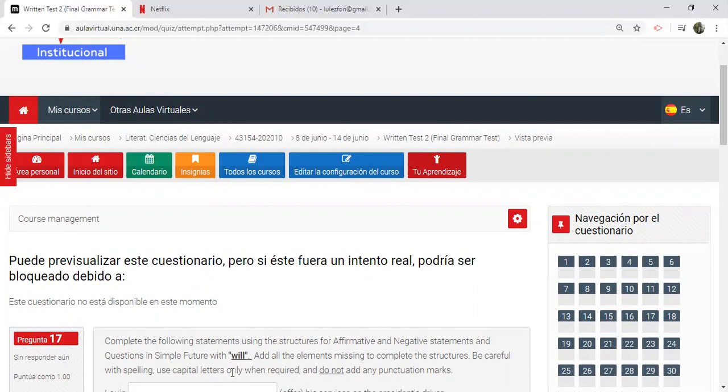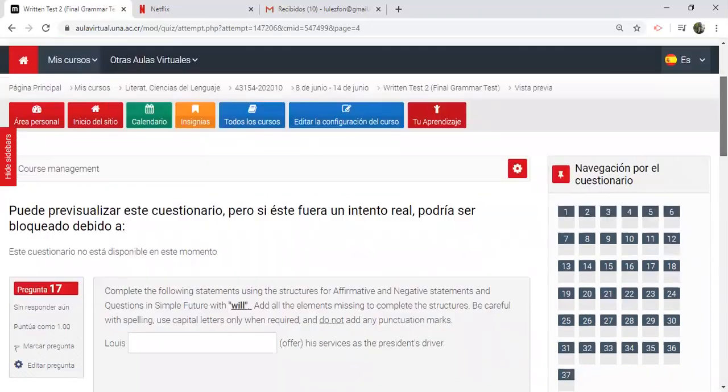Again, if you are writing a sentence with proper nouns, you have to use capital letters. And do not add any punctuation marks. If you add a period, if you add a comma, if you add anything, the question is going to be incorrect. So do not add any punctuation marks. Okay, so you need to read these instructions, the ones at the bottom of the question, before providing the answers, because each question or each topic has specific instructions, right?